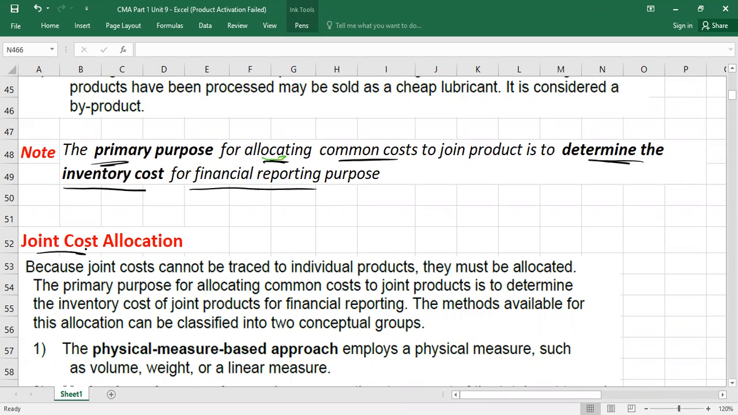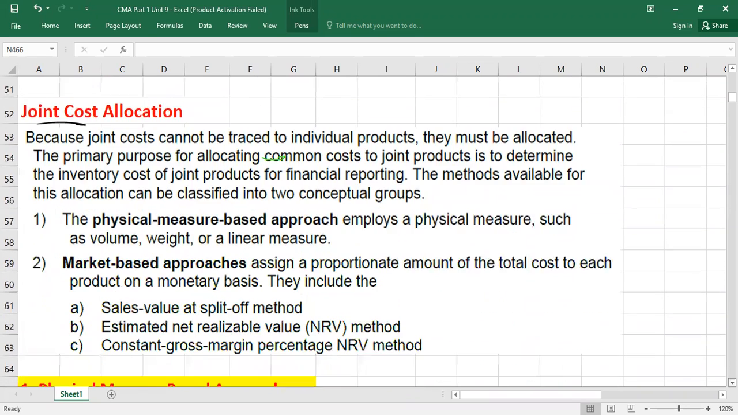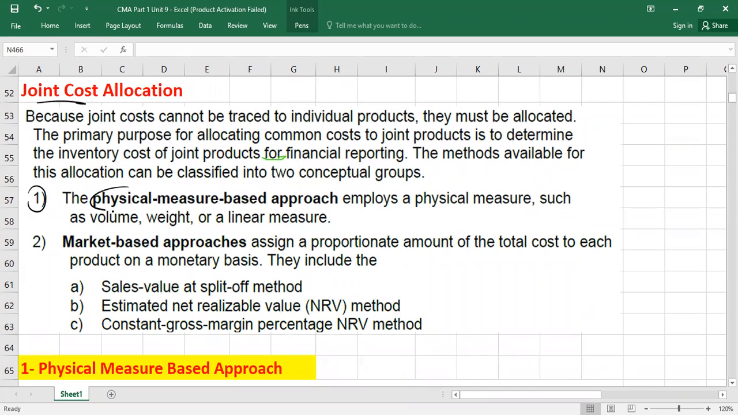Then I told you we have different methods to allocate the joint cost. What methods do we have, guys? The first method is called the physical measure based approach. And then we have market based approaches. Under market based approaches, we have a further three subtopics. We have the sale value at split off method. We have the estimated net realizable value method. And we have the constant gross margin percentage method. This is the third method under sale value, and we'll see how it is going to work.